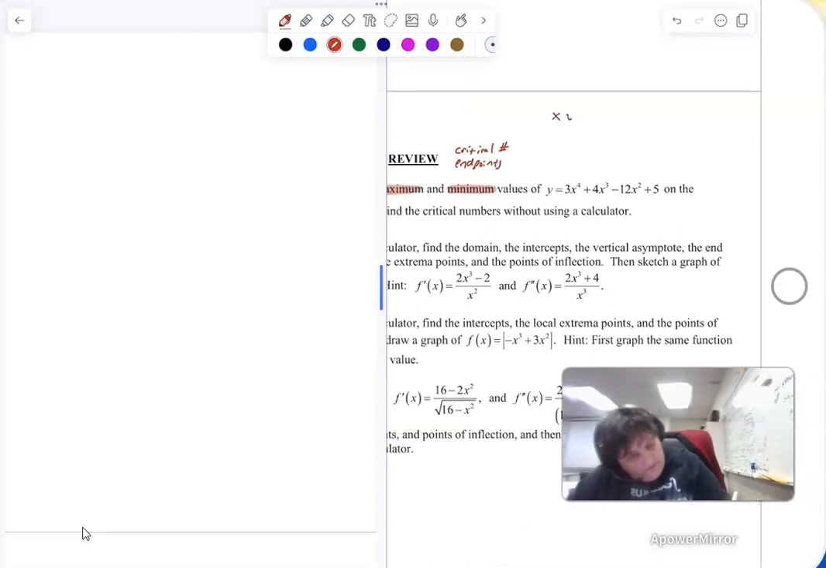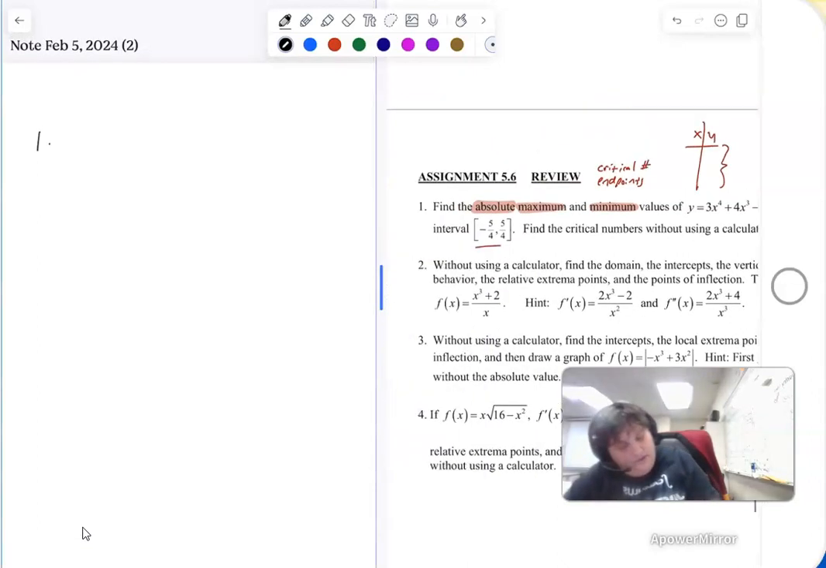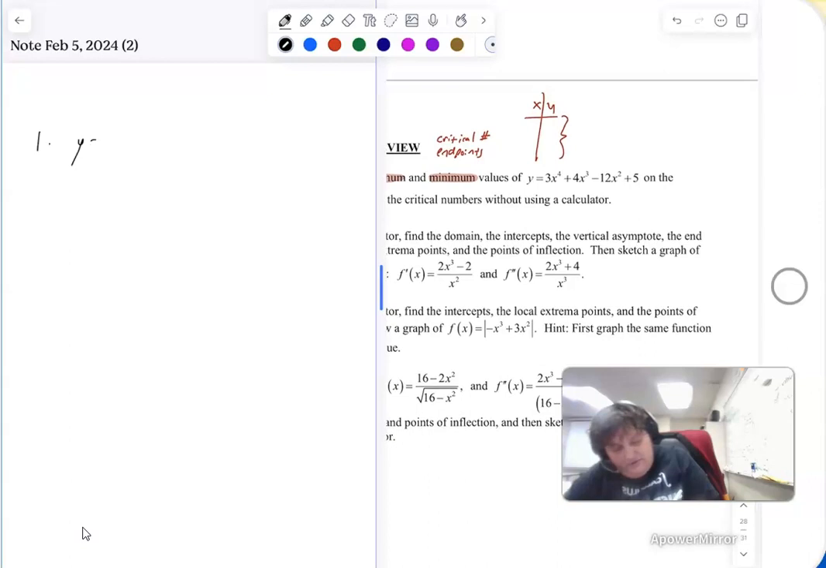Once we find the critical points and the endpoints, we're going to put it in a table. This is called the candidates test, and we just look at the y values for the highest and for the lowest, okay? All right, so here's my equation. Here it goes. 3x to the fourth plus 4x to the third minus 12x squared plus 5.